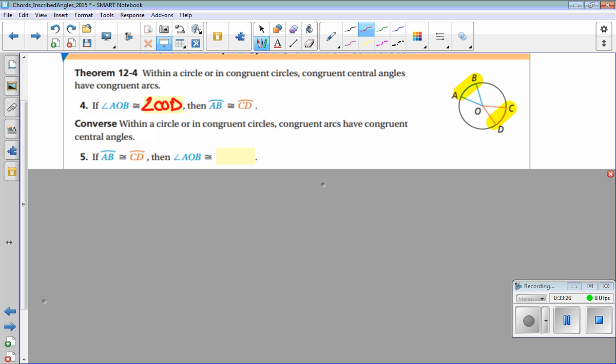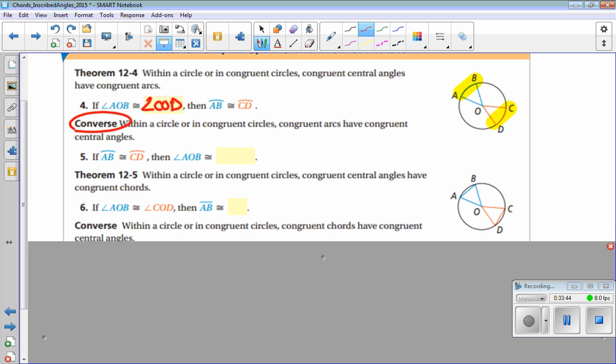You can print this off at home if you'd like it for your notes, but it's almost common sense, so I don't think we need to write it down in our notes, okay? If the angles are congruent, then their arcs are congruent, as long as they're central angles. And vice versa, the converse of that is also true. All right, here's the second one.